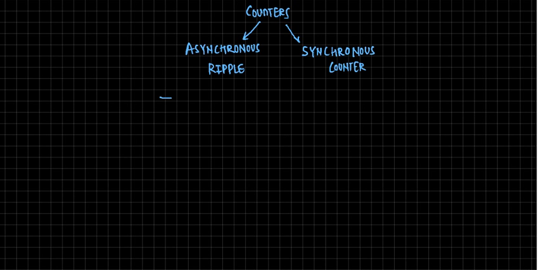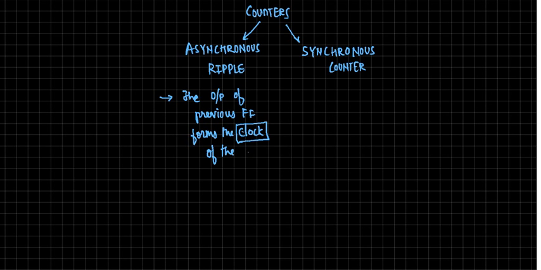In asynchronous, the output of the previous flip-flop forms the clock of the next. That means all the flip-flops are not triggered at the same time.